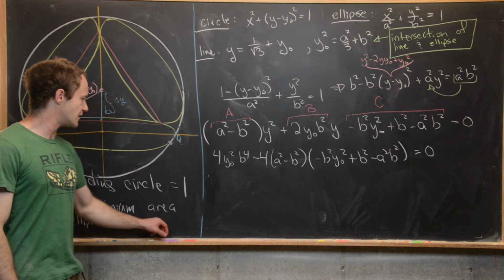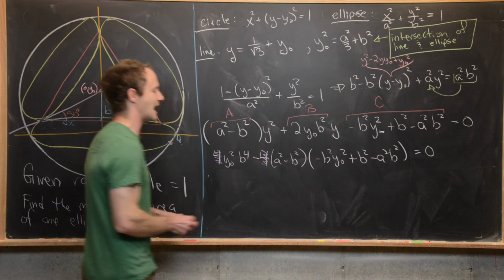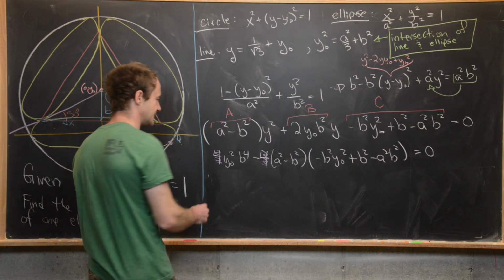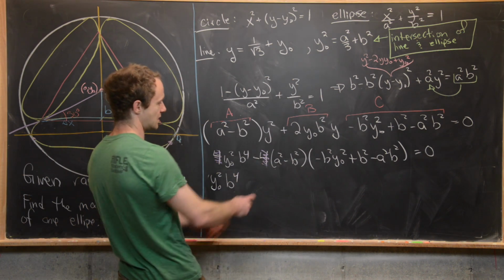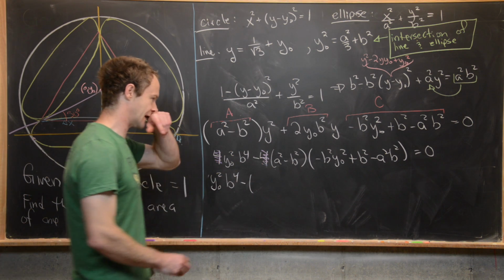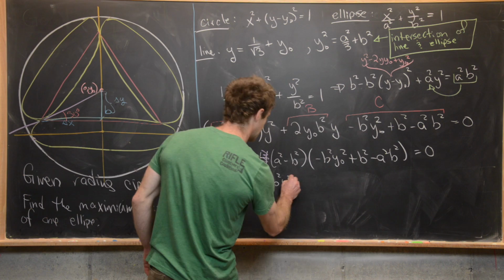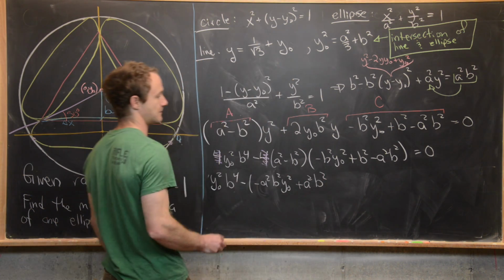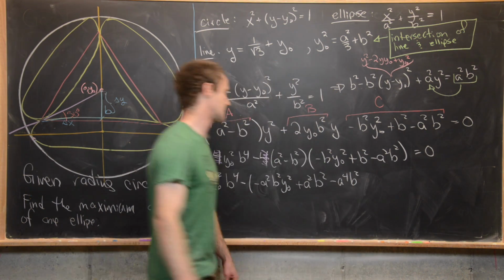But maybe first we can notice that we can cancel a 4 from this term and this term just by dividing both sides of the equation by 4. Next, we can multiply things out. So we'll have y0 squared times b to the fourth. Okay, so now multiplying this a squared through, let's see what that gives us. So that'll give us minus a squared b squared y0 squared. And then we'll have plus a squared b squared. And then finally, we'll have minus a to the fourth b squared.